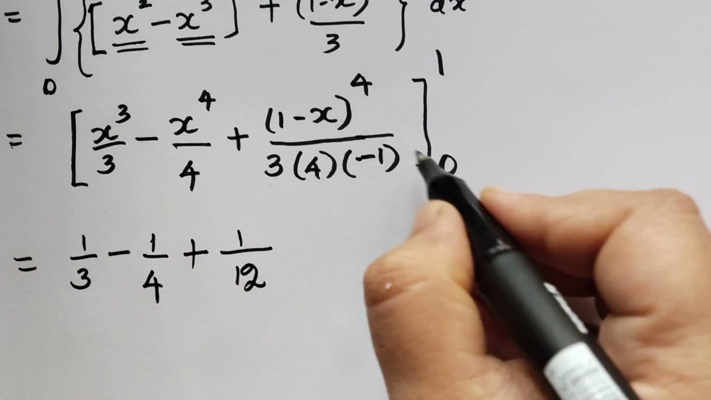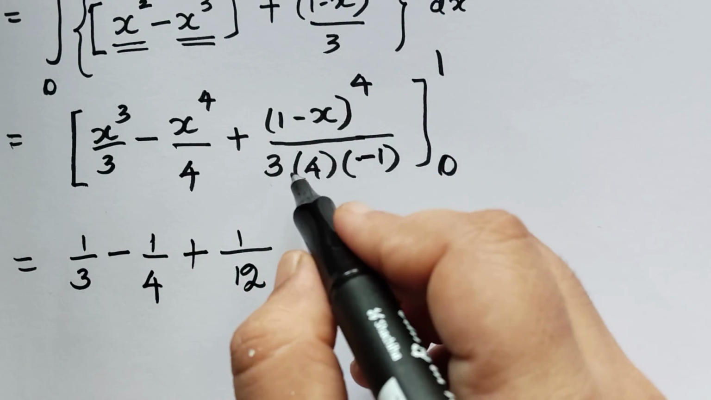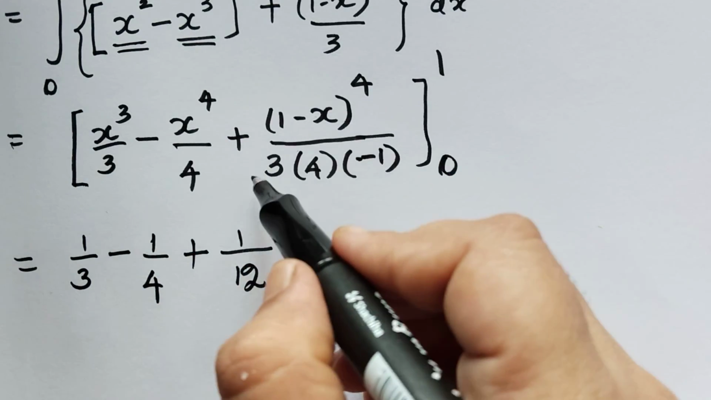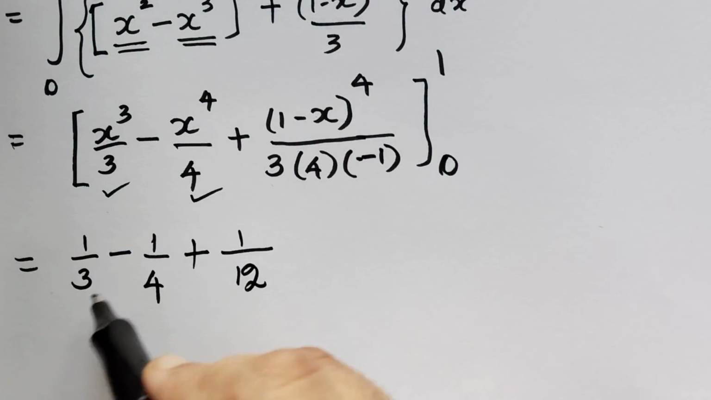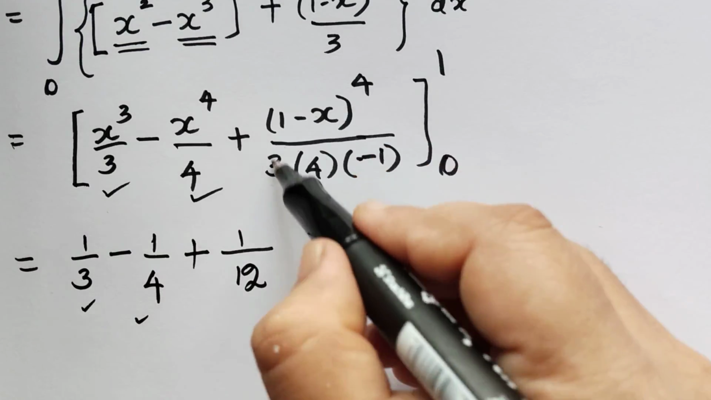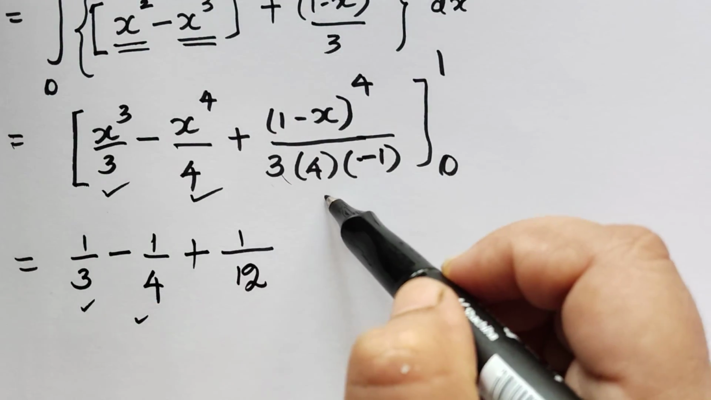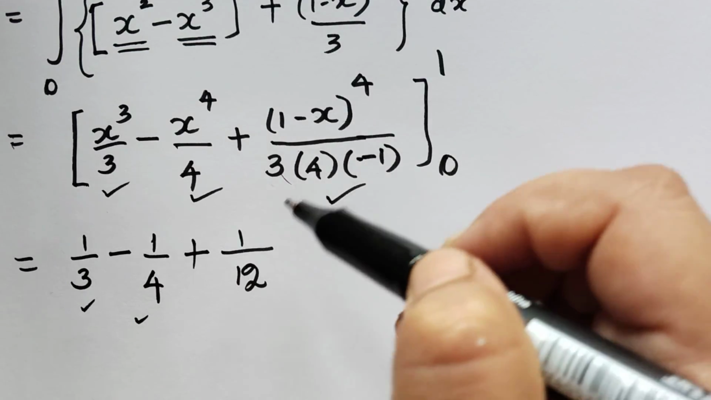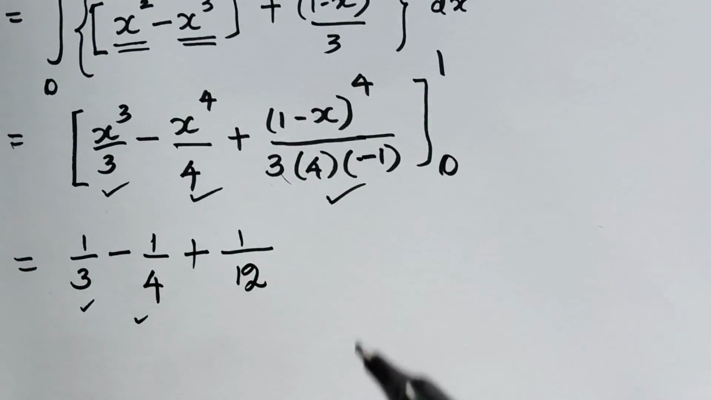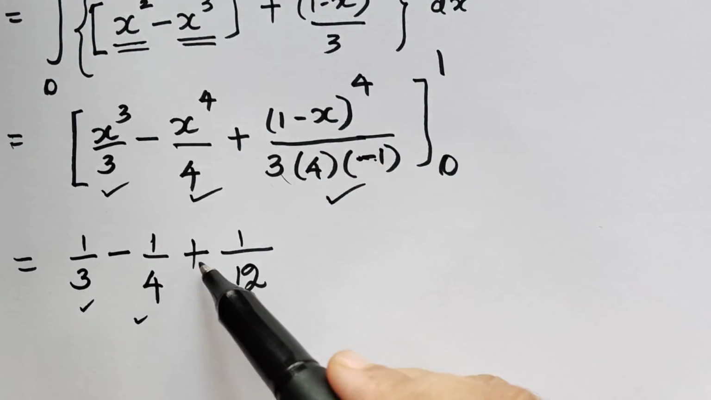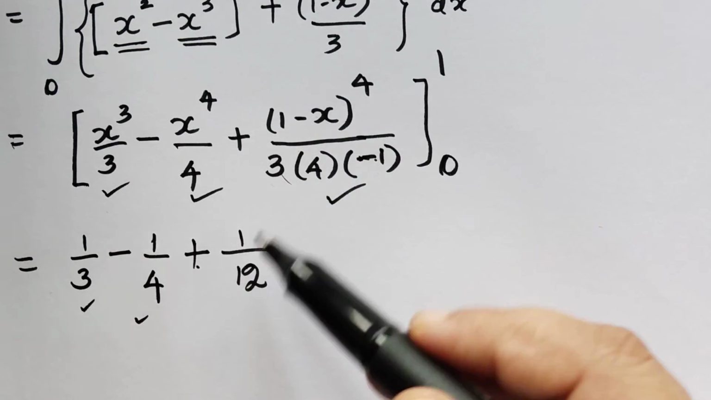So kindly apply these limits very carefully. When you apply the upper limit, these two terms we get here, and this becomes 0. When you apply the lower limit, these two terms become 0 and this term comes here, and it is the upper limit minus the lower limit. So minus into minus will become plus, and this comes as it is.